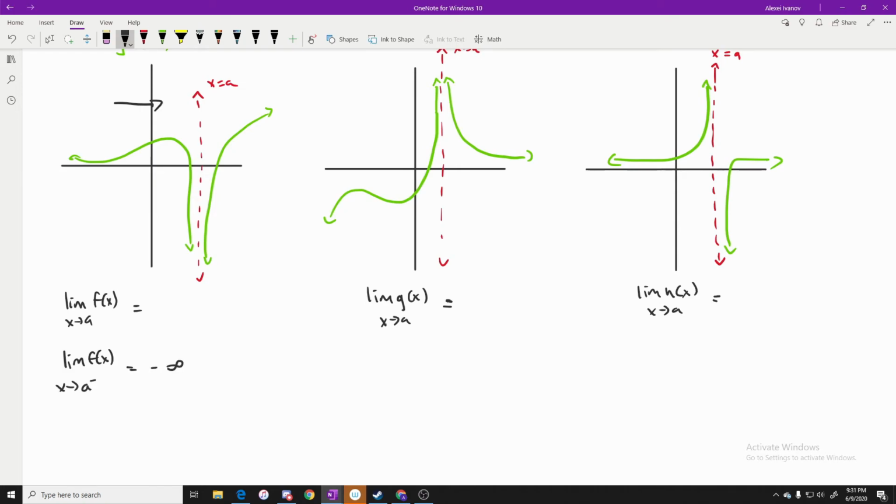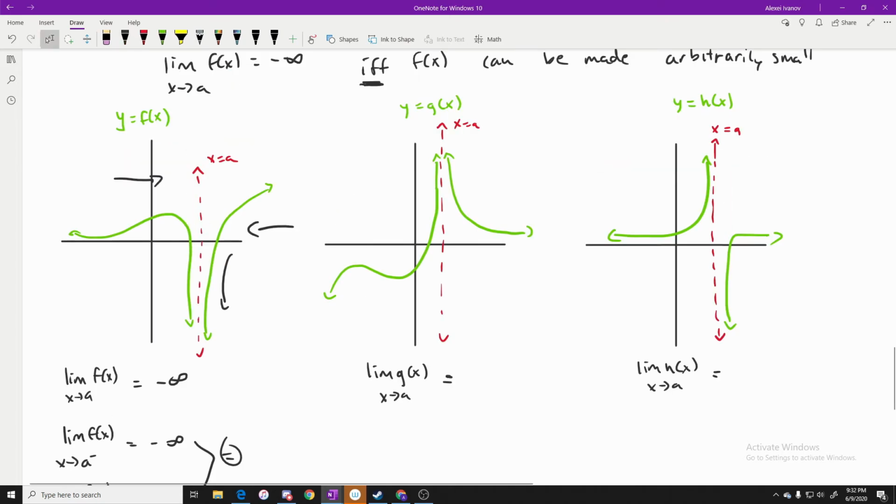And likewise, we can see that if we approach x equals a from the right side, the graph goes down towards negative infinity. These red dotted arrows are asymptotes, so the value of the graph will actually never be a, but it will just continue to get closer and closer to that value. So we can conclude that the limit of f of x as x approaches a from the right will also be negative infinity. Now, as we can see, these two limits are equal, so therefore we can conclude that the limit of f of x as x approaches a is also negative infinity.